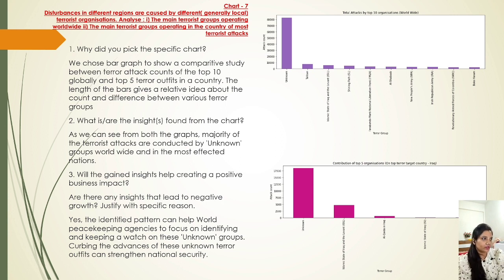So we chose a bar graph to show a comparative study between the terror attack counts of the top 10 groups globally and the top 5 terror outfits in the country. The length of the bars gives a relative idea about the count and the difference between various terror groups.